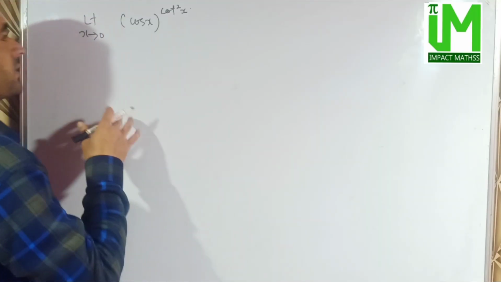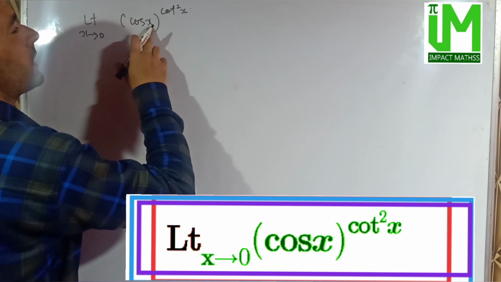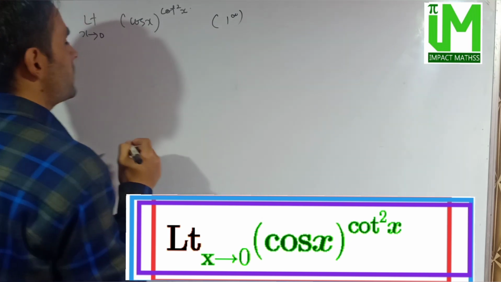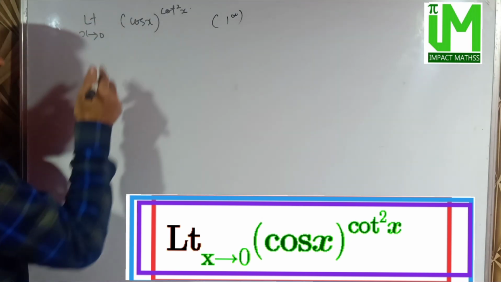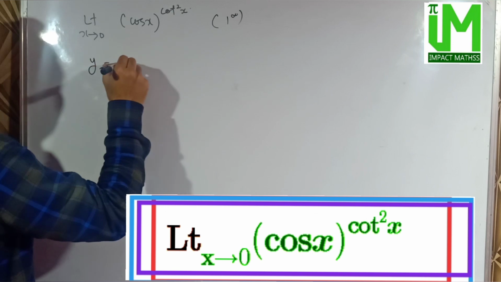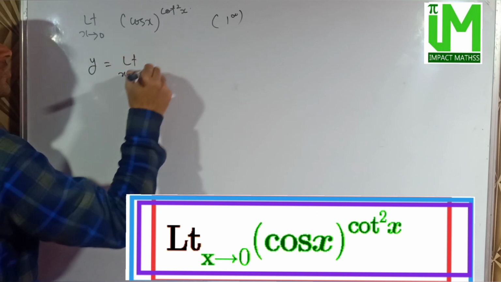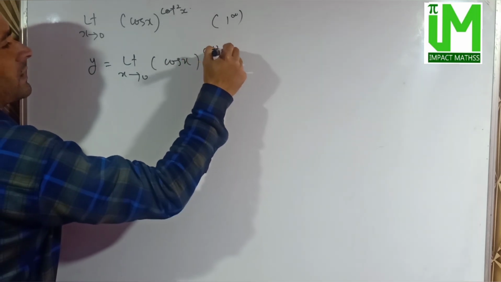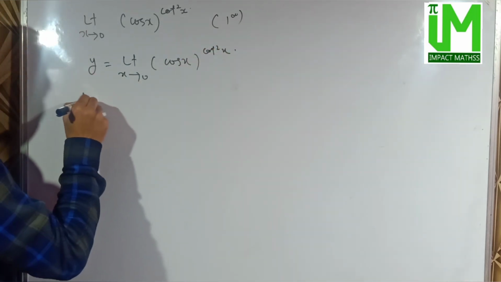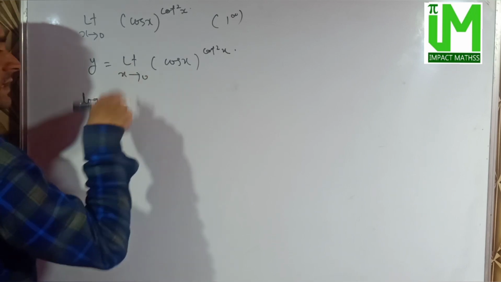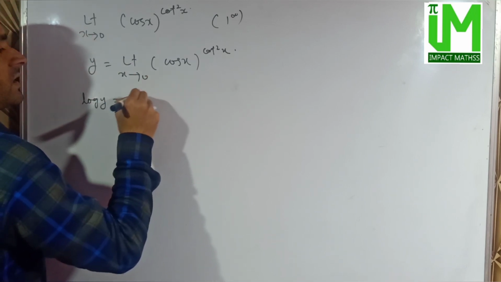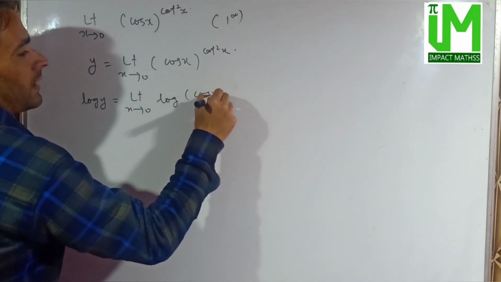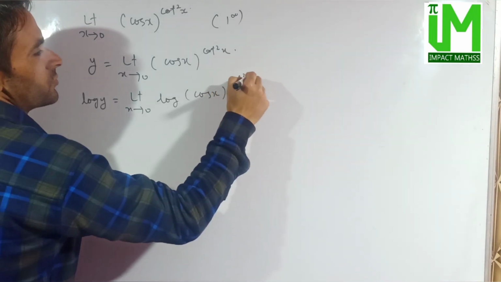Now again the next example is limit x tends to 0 cos of x raised power cot square x, and this is 1 raised power infinity type, and we'll be again writing if y is the limiting value, if y is equal to limit x approaches to 0 cos of x raised power cot square x, and again taking log both sides, so it will be log of y is equal to, again skipping one step, limit x approaches to 0 log of cos of x raised power cot square x.